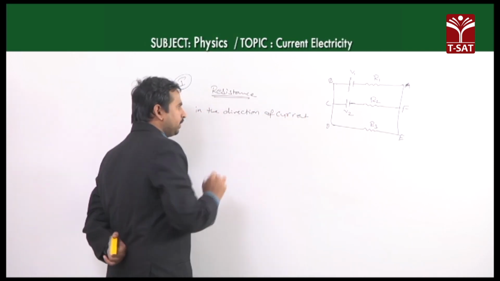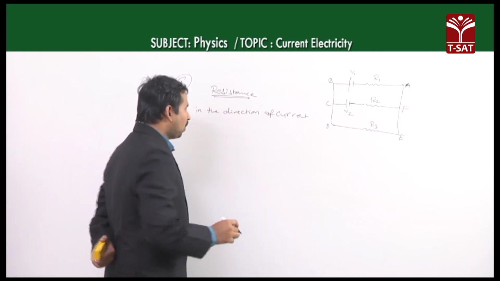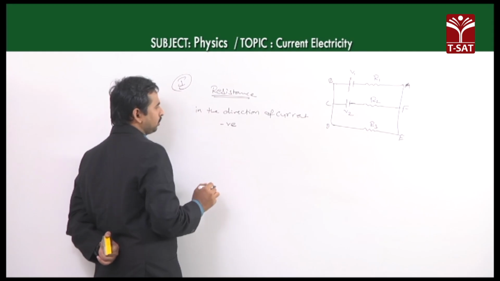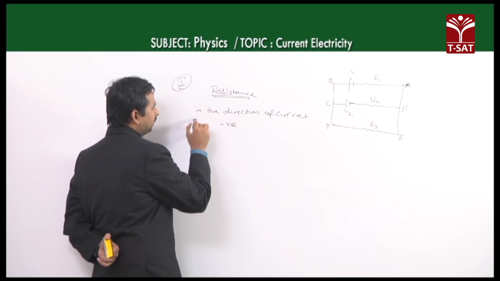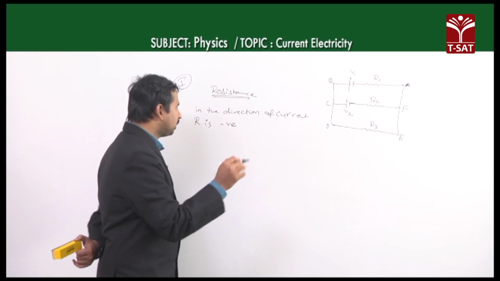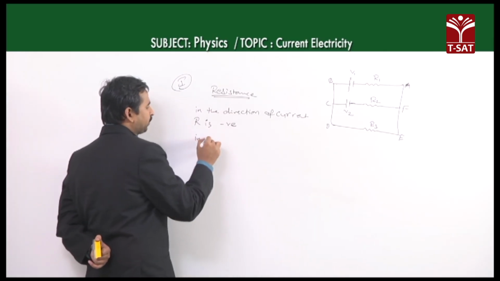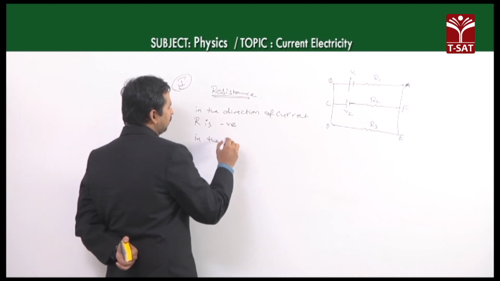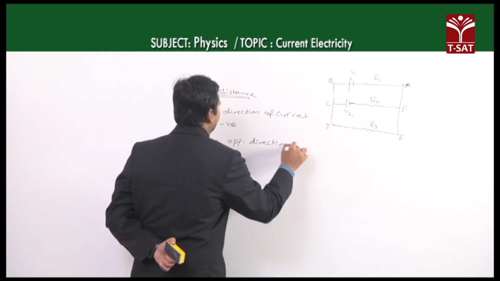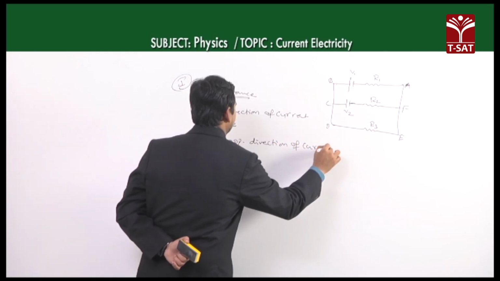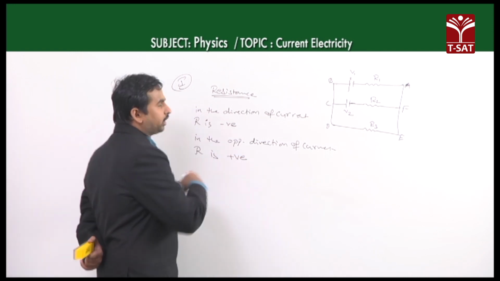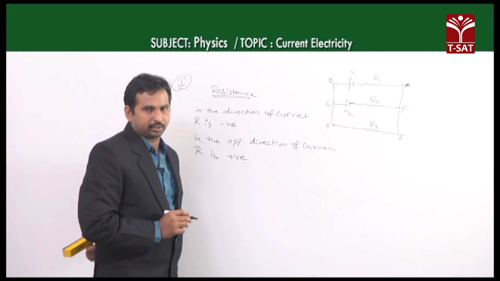So, if you are going in the direction of current, always we have to take its value as negative. Okay. So, in the direction of current, R is negative we have to take. And if you are going in the opposite direction of current, in this case R is taken as positive, because the resistance also opposes the current. Okay.